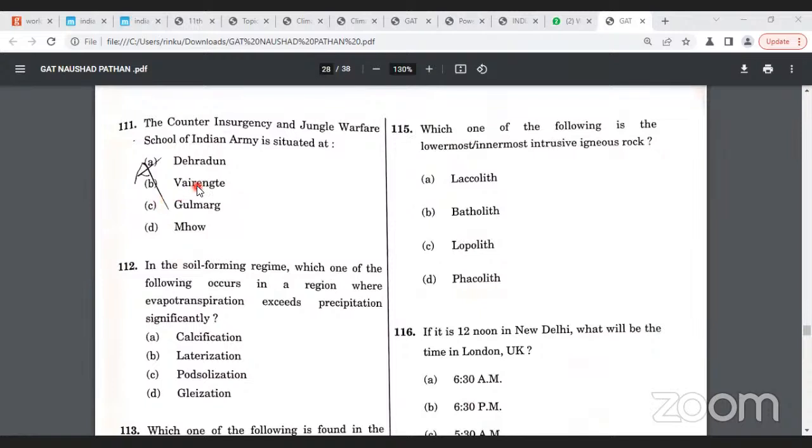Counter-Insurgency and Jungle Warfare School of the Indian Army is situated at Vairengte, Mizoram.